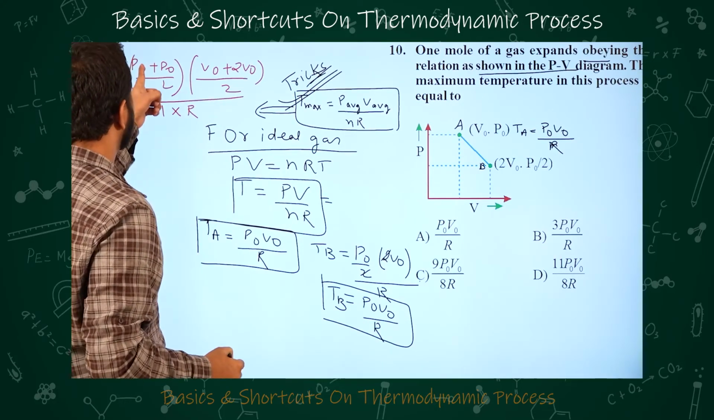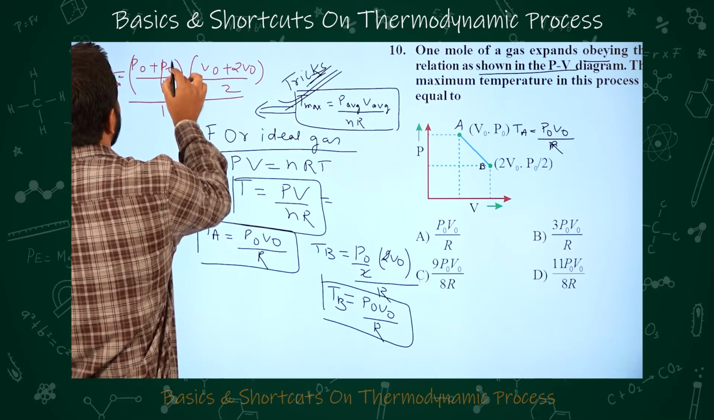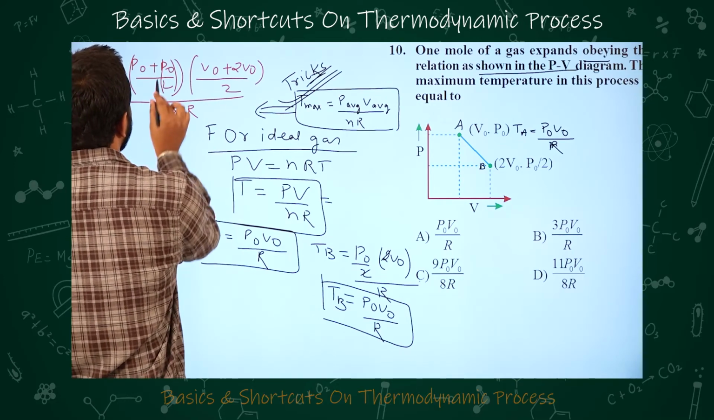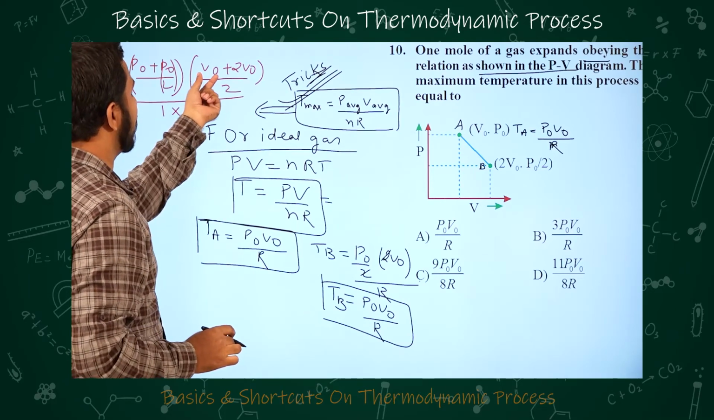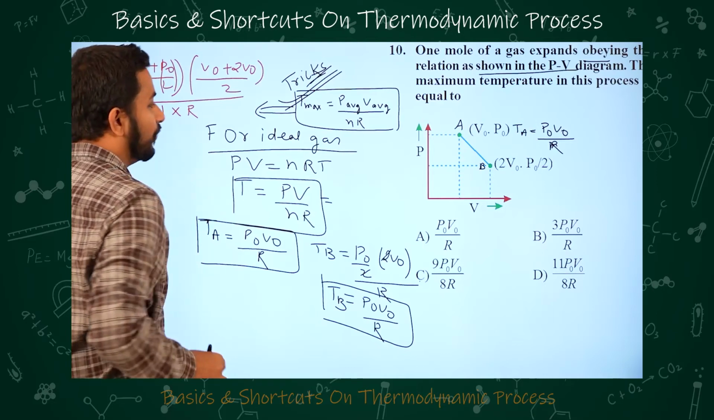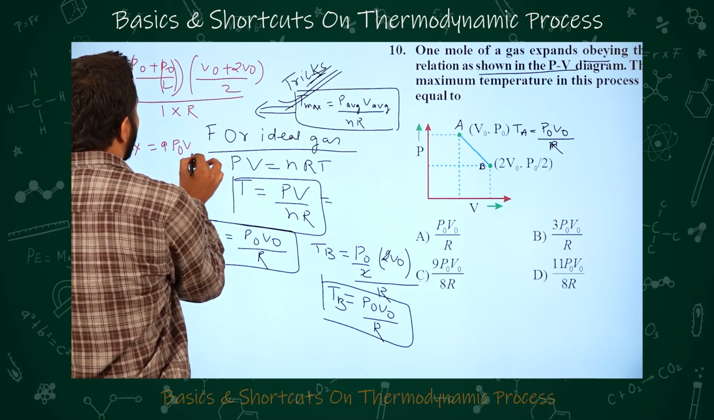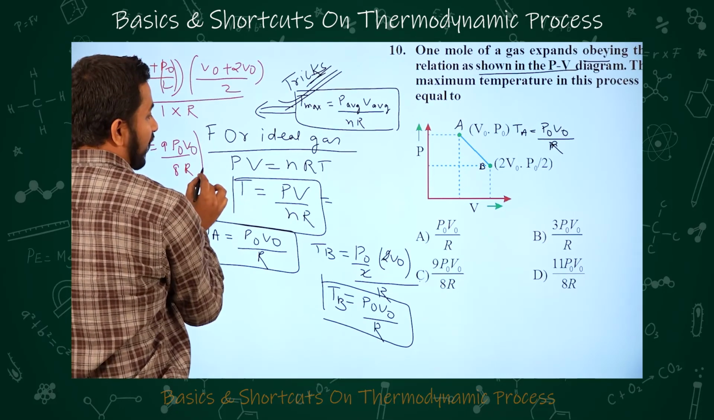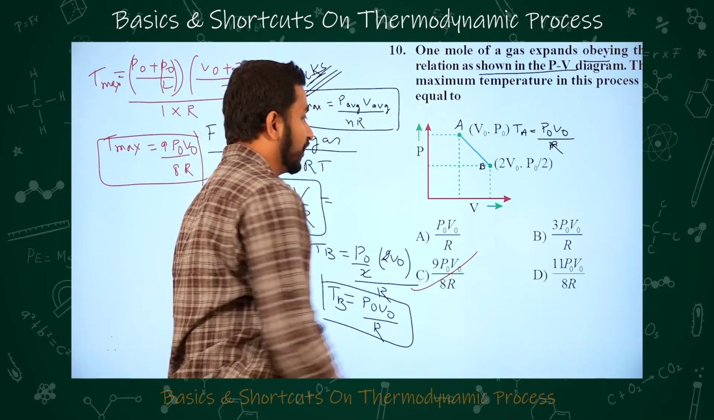So if you simplify this, what is this coming? P0 plus P0 by 2 will be 3 P0 by 2, and here I have this one. So if you simplify this, Tmax will come as 9 P0 V0 by 8R, and that will be my answer to this question here, student. Okay, so this is how we got the answer.